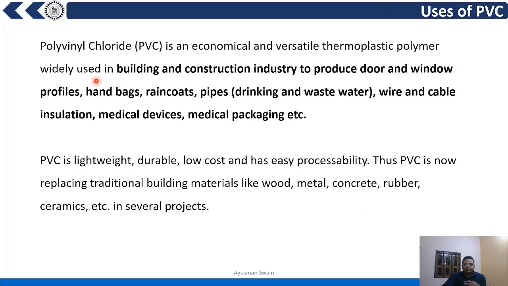Like this is used in building and construction industry to produce door and window profiles, handbags, raincoats, pipes. That means in municipal systems also, wire and cable insulation, medical device, medical packaging. So these are a range of uses which PVC has.